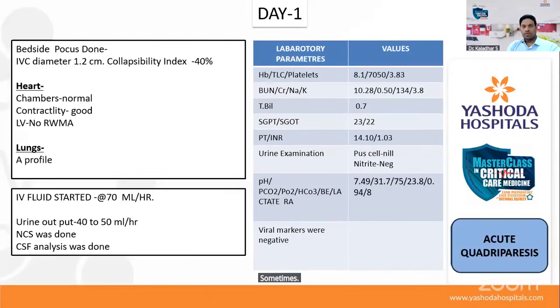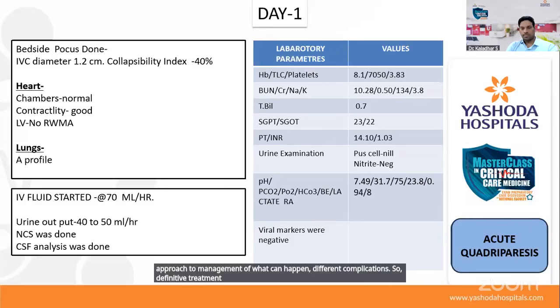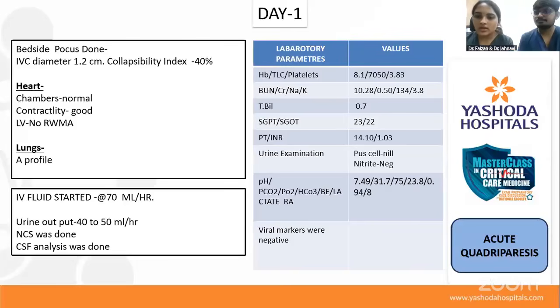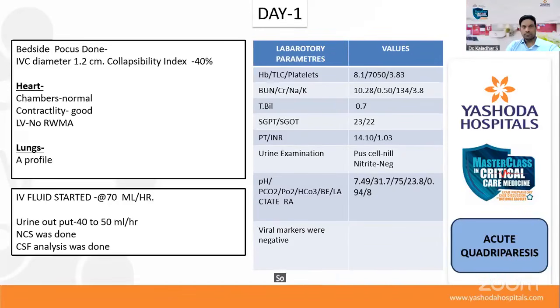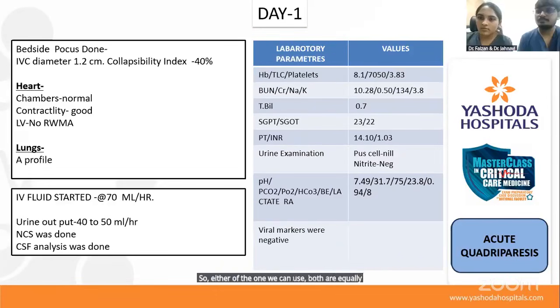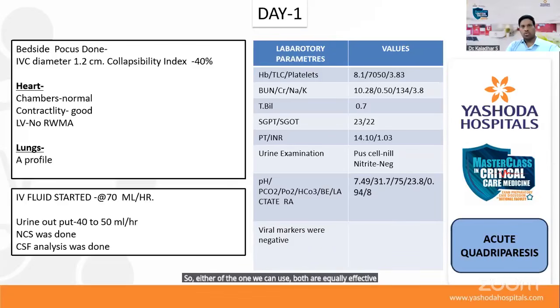So next, from the treatment point of view, we discussed the approach to management of what can happen, the different complications. What about definitive treatment, what evidence is there for GBS? The most common treatment modality that we are using as of now is immunoglobulins and plasma exchange. Either one we can use, both are equally effective. So what is the most common pattern from a clinical practice point of view?